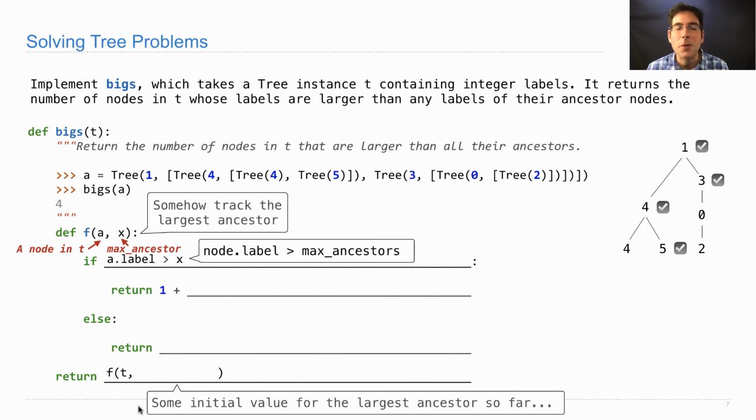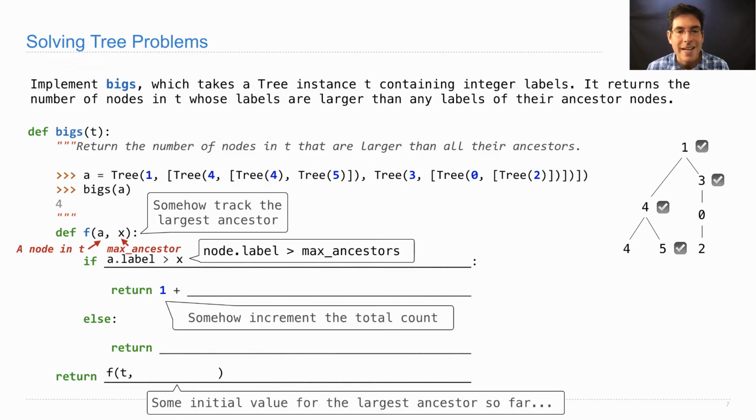All right, what other notes did I make along the way? I needed to somehow increment the total count. Biggs returns the total count, so f returns the total count. So the total count is 1 plus, and here I need to write down an expression that tells me the total number of nodes in A aside from the root node that have the property I'm looking for. And here's where we apply that classic pattern of recursively calling f on each of the branches and then aggregating the results.